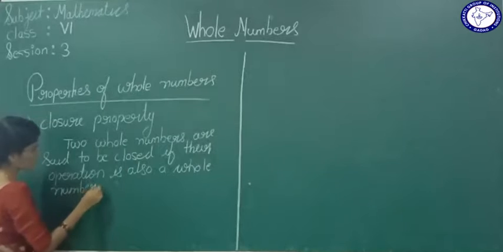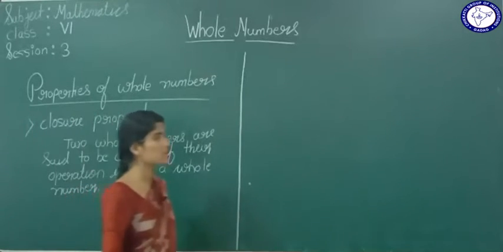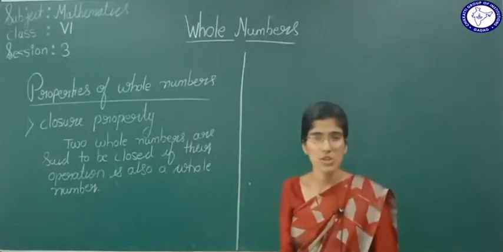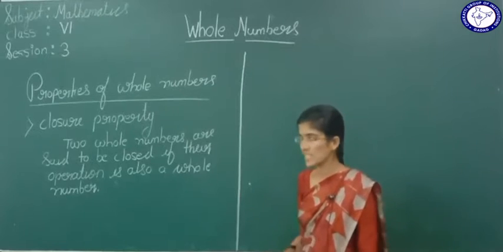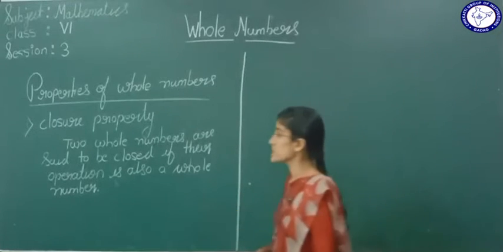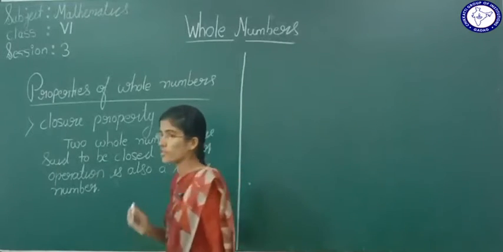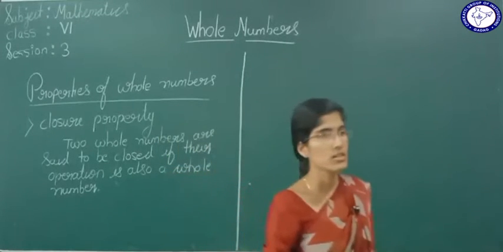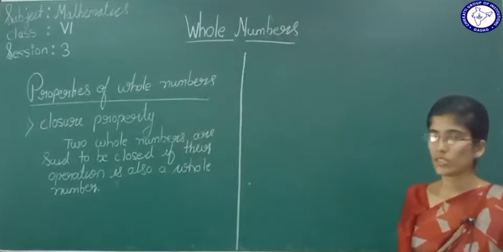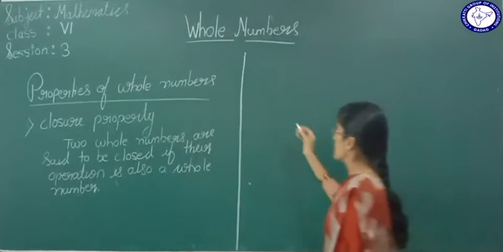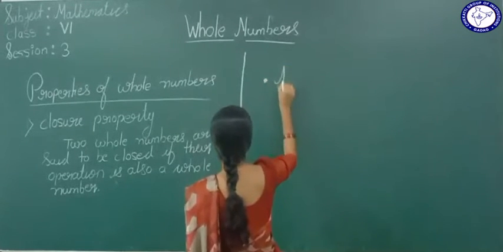See, what is this telling here? Two whole numbers are closed if their operation is also a whole number. What exactly does this mean? It is very simple. See, a total of 4 operations are there: addition, subtraction, multiplication, division. Okay. First I will go for addition.